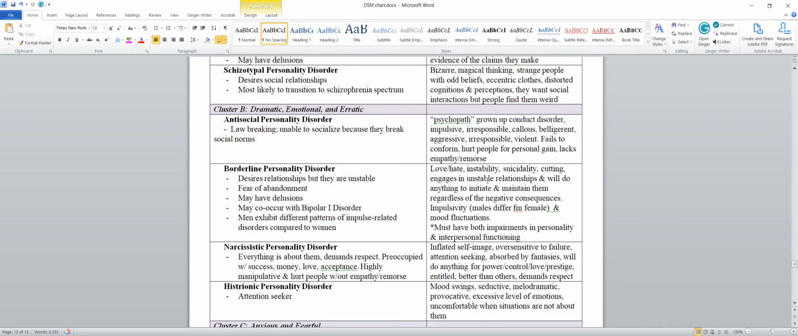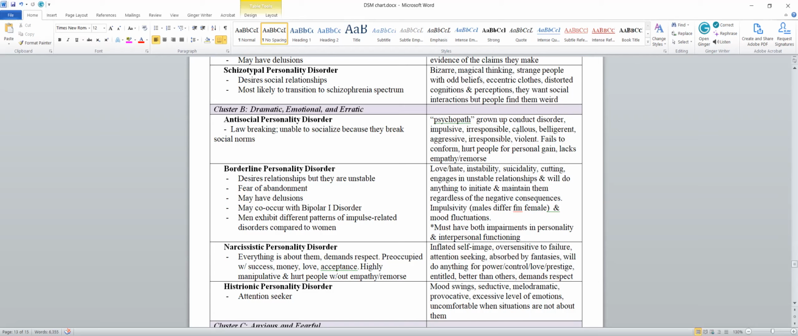The antisocial personality disorder, the lawbreaker, they're unable to socialize because they break social norms. They're referred to as a psychopath. They're the grown-up conduct disorder. They're impulsive, irresponsible, callous, belligerent, aggressive, violent, fails to conform. They hurt people for personal gain, and they lack empathy and remorse. That's the antisocial personality disorder.